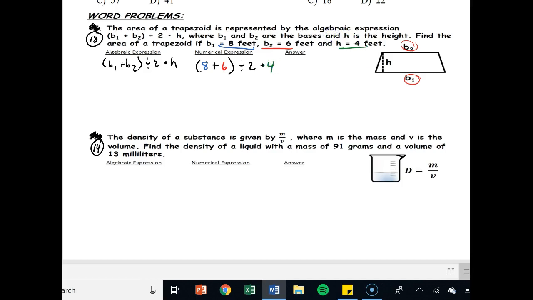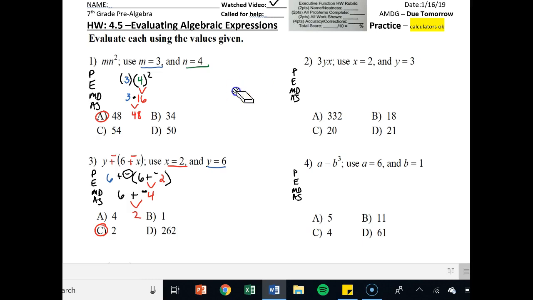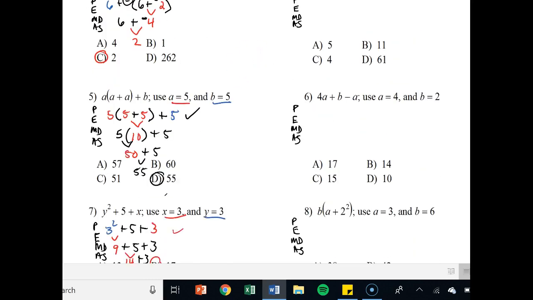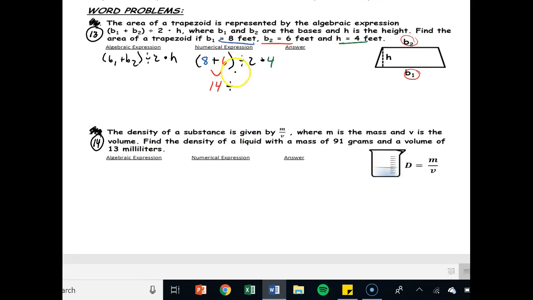So order of operations. 8 plus 6 comes first. That's 14. So now we got 14 divided by 2 times 4. And remember, we don't do multiplication yet. We work it left to right because division and multiplication are on the same level, whatever comes first from left to right. So 14 divided by 2 is 7, and 7 times 4 gives us our answer of 28.